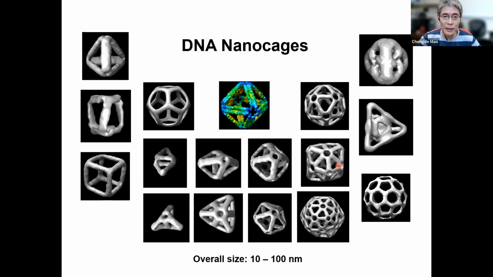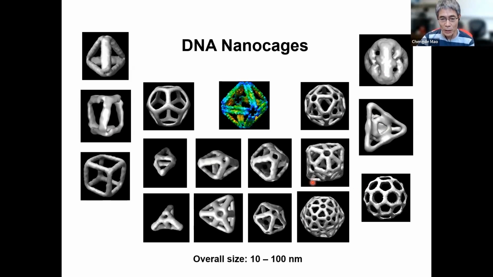All these DNA nano cages, if you look at the overall size, are somewhere between 10 and 100 nanometers. Here I want to remind you that natural viruses, for example COVID-19 and that group of viruses, are somewhere between 20 and 200 nanometers. So that is pretty much comparable with these nanostructures. That intrigues us to explore these nano cages.